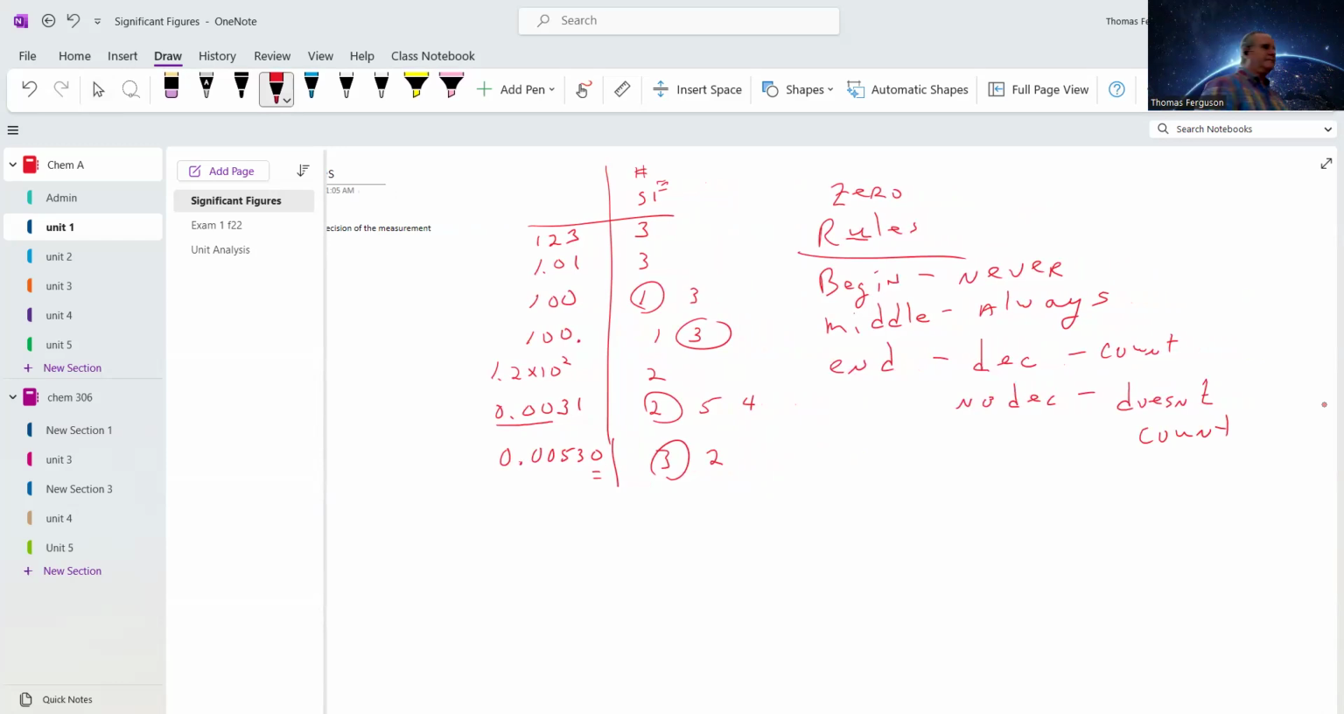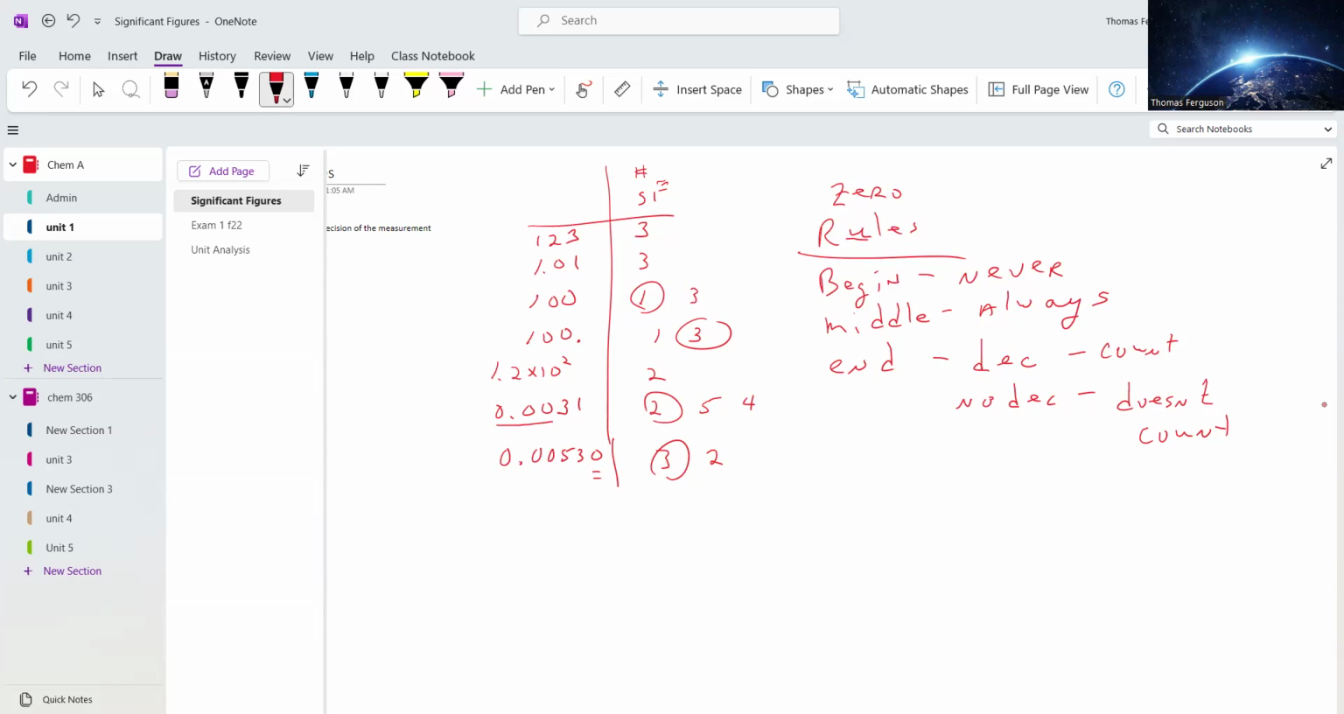Okay. So 0 in the beginning, never count. Zeros at the end, count if there's a decimal place. Anywhere, doesn't matter where the decimal place is. If it's in the number, beginning or end or whatever, those trailing zeros will count. And always in the middle, like 101, that 0 always counts. Okay, does everyone understand those rules? And you're going to be using these for the rest of the semester.